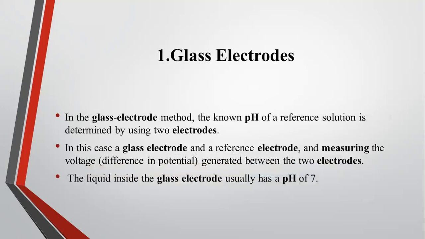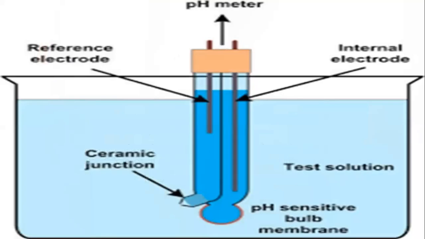First off, glass electrodes. In the glass electrode method, the pH of a solution is determined by using two electrodes, a glass electrode and a reference electrode, and measuring the voltage generated between them. The liquid inside the glass electrode usually has a pH of 7, as we can see in the picture. Here are the reference electrode, the ceramic junction, the internal electrode, the solution, and the pH sensitive bulb.